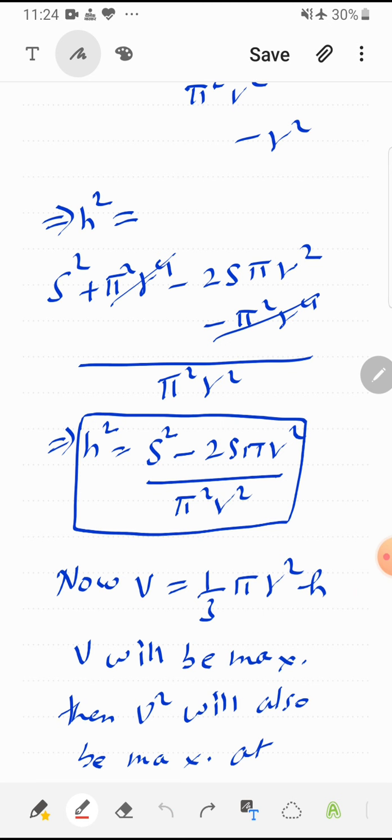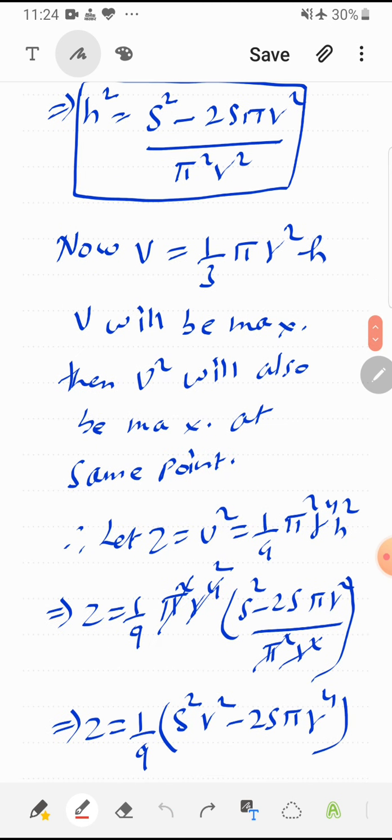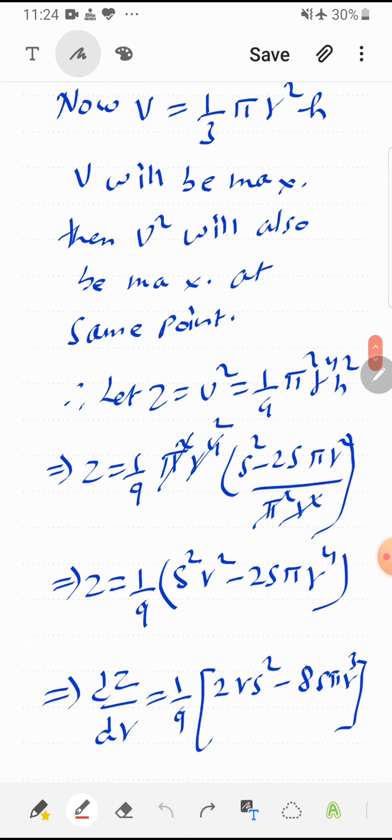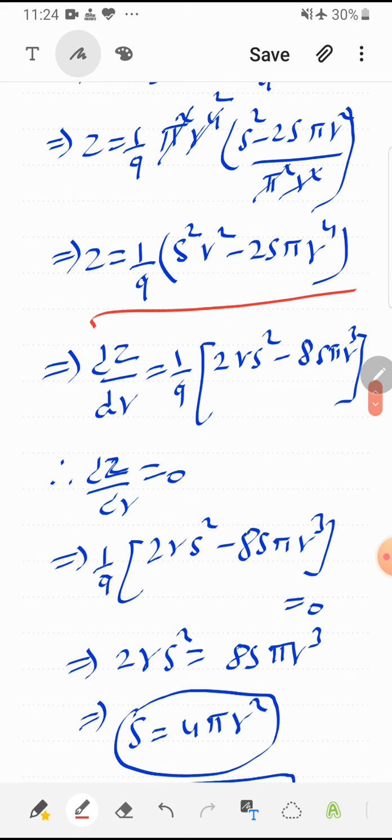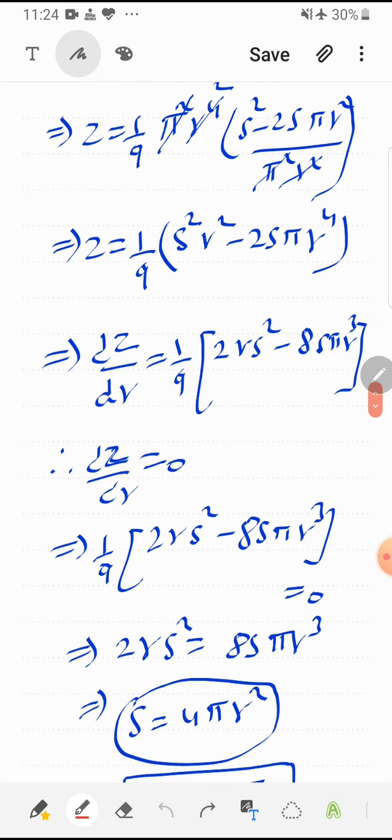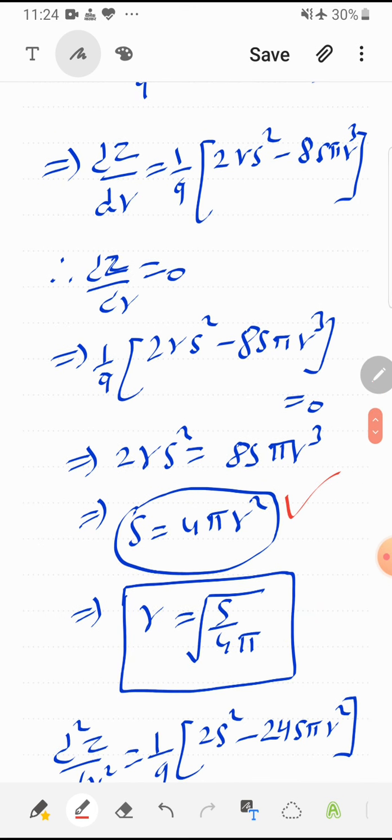So what I am doing, I am squaring both sides. Again putting the symbol z, z is equal to v square is equal to 1 by 9 pi square r to the power 4 h square. So putting the value here of h square, doing necessary simplifications, this is the simplified function. Now the derivative dz upon dr is 1 by 9 as it is, 2r into s square minus 8s pi r cube. Putting the derivative 0, so dz upon dr is equal to 0. From here we can obtain s is equal to 4 pi r square, which is a very important expression. But as I have to find critical points, I am writing one step further, r is equal to under root s upon 4 pi.